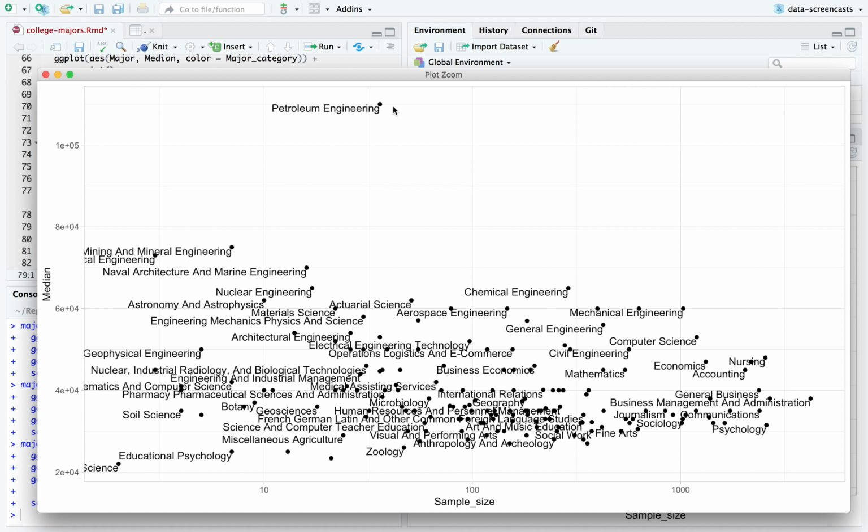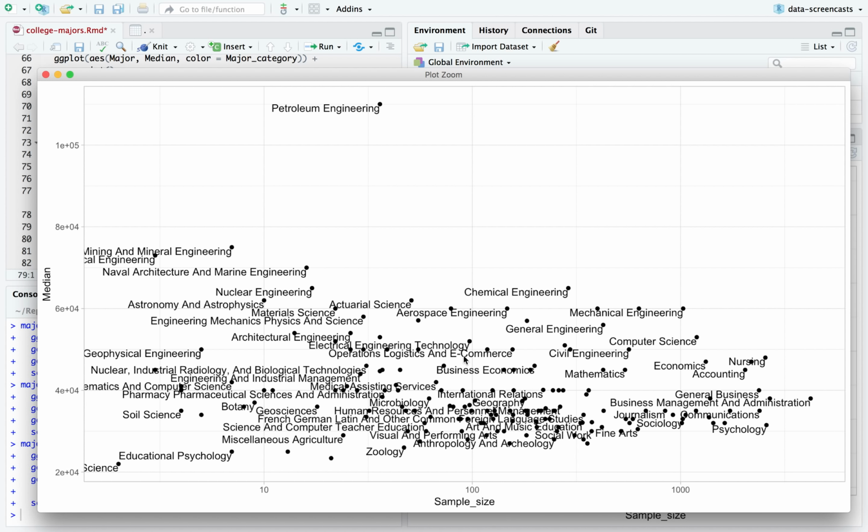We could still include petroleum engineering, or we could not. What I'm doing right now is picking a cutoff. I'm going to say of majors that have at least a sample size of such and such. And I notice I want it to be higher than this area, where we have this upper end of ones that might have a lot of variation.